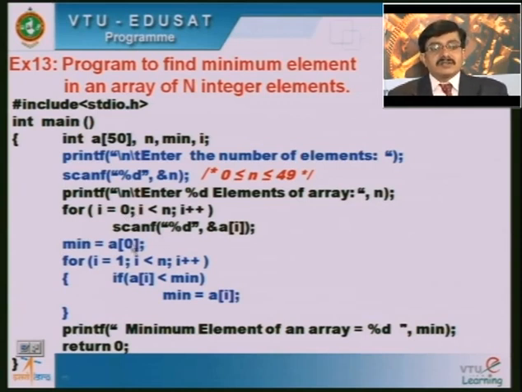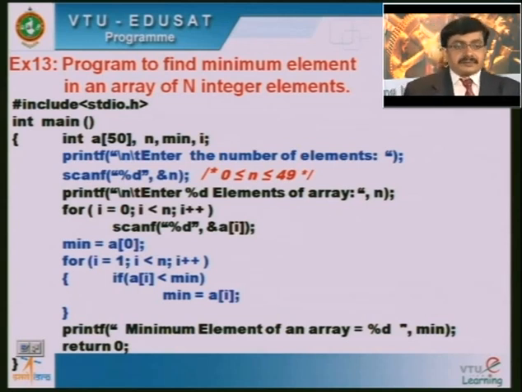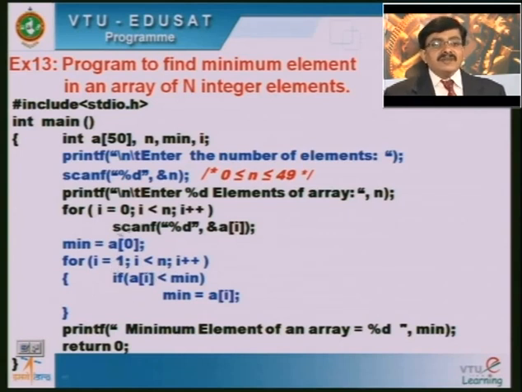As per the logic of this program, you have to assume that the min value is equal to a of 0. The 0th element is the minimum value there. Then from i equal to 1 to n minus 1, what you are supposed to do is take the individual element and compare it with the assumed minimum value, and if there is a change, you have to update.